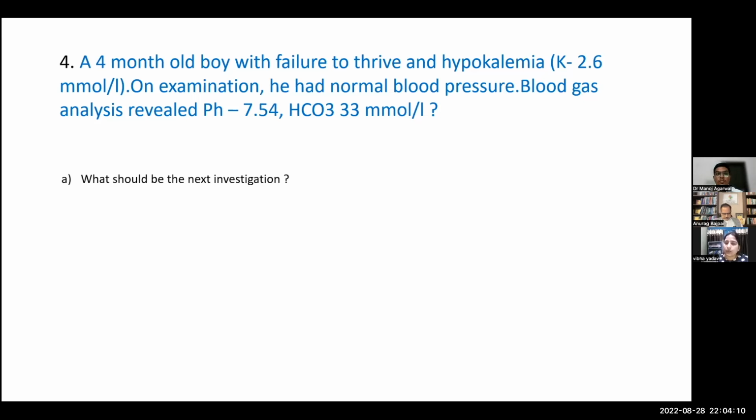If we go according to this algorithm, what should be the next step after getting the normal blood pressure? So this is an important scenario of chronic hypokalemia with a normal blood pressure, and there is an alkalosis. So Dr. Vibha, what do you think is the most likely diagnosis at 4 months of age? So at 4 months of age, the most likely diagnosis with the normal blood pressure would be this.